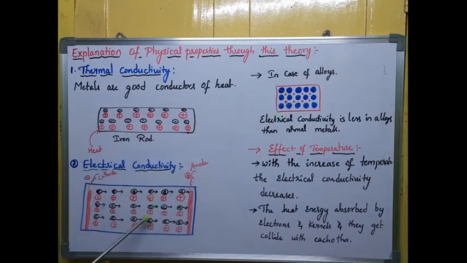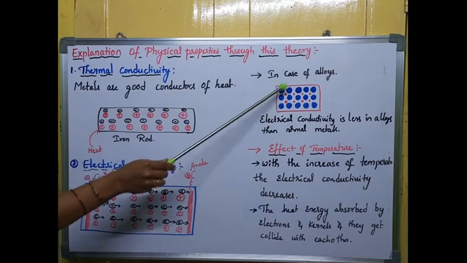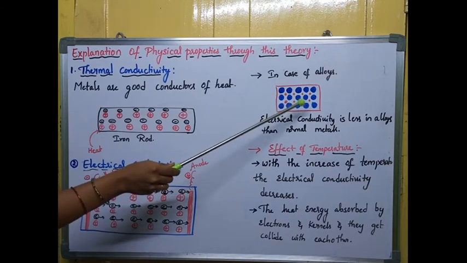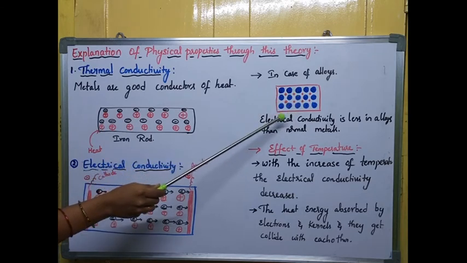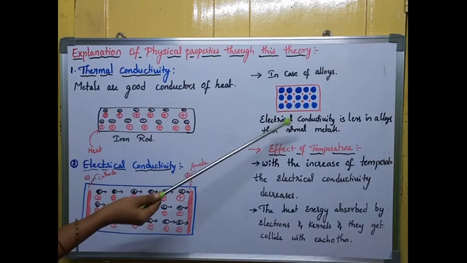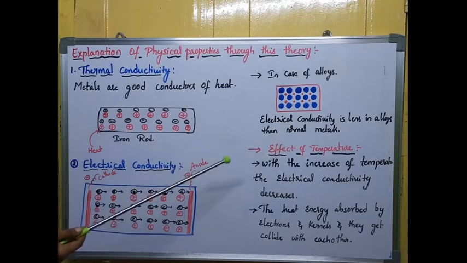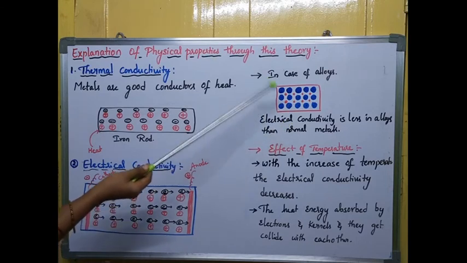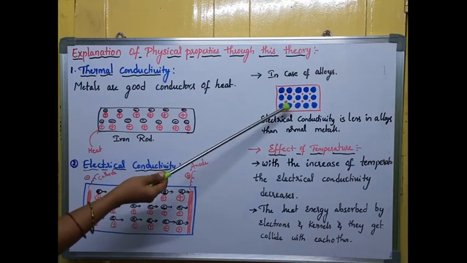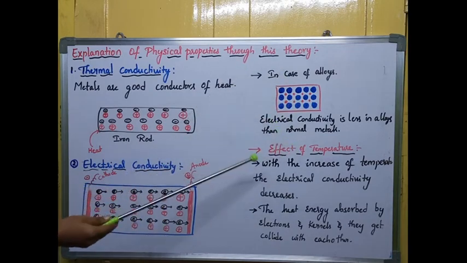Here electrons can move freely, but the spaces between the metals will be occupied by other non-metals or other metals. What will happen here? The electrical conductivity, when compared to pure metals, completely decreases. Now metals will have more conductivity, but when compared to alloys, alloys will have very little conductivity because of this reason. Sometimes they can't conduct electricity also.